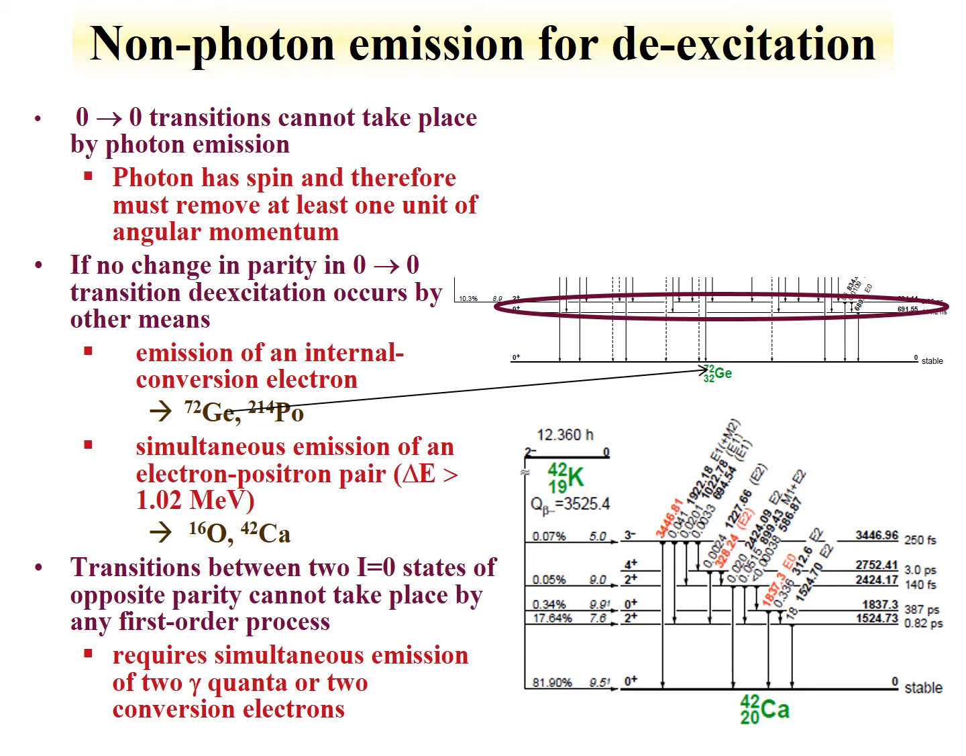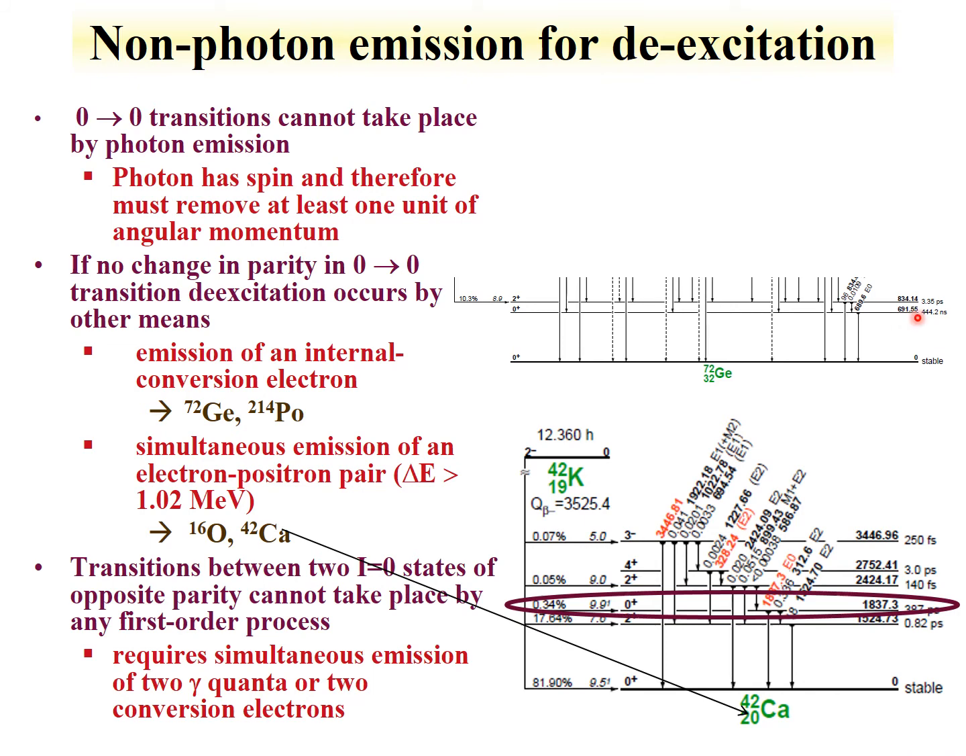For instance, for this example with germanium-72, this de-excitation occurs by internal conversion electrons. That energy, which is 691 keV above the ground state, results in the emission of atomic electrons with that energy. And then here's an example of calcium-42, and oxygen-16 has the same, where the energy is shown here at 1,837 keV above the ground state. That's larger than what's necessary for pair production. So this de-excitation can occur by pair production.